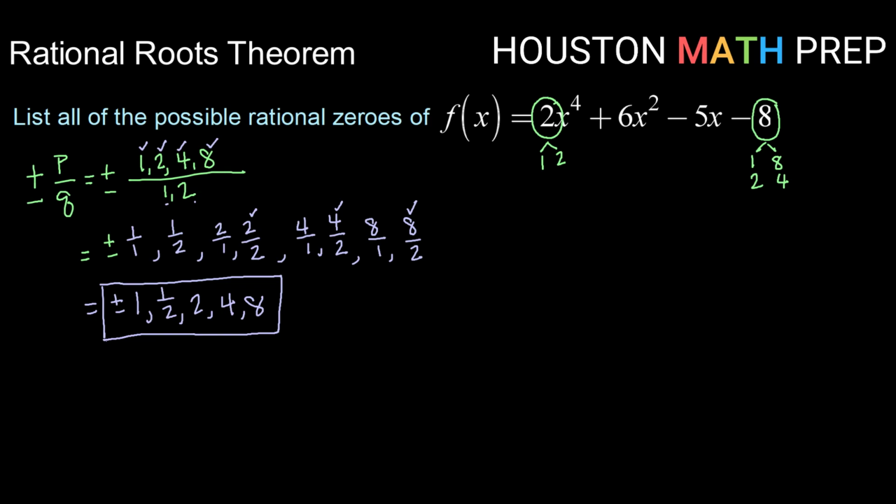So it could be positive or negative 1, positive or negative 1/2, positive or negative 2, positive or negative 4, and positive or negative 8. Those are the only rational numbers that could potentially be zeros of this polynomial. To see how to check if these are zeros, join us in our next video on the rational roots theorem.